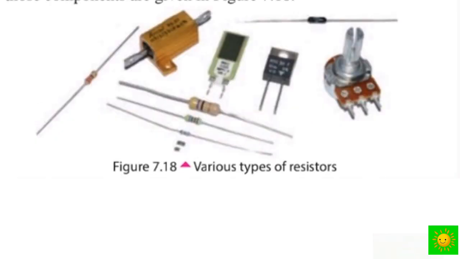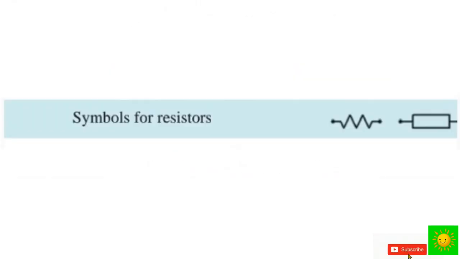These are various types of resistors. The symbol of a resistor is this one. Now you may understand that the current flowing through a circuit can be reduced by connecting resistors to increase the resistance of the circuit.